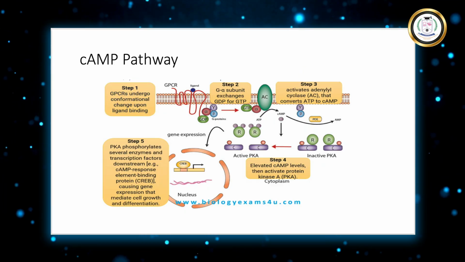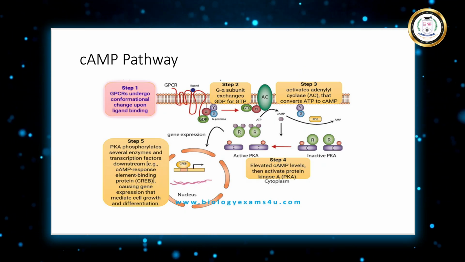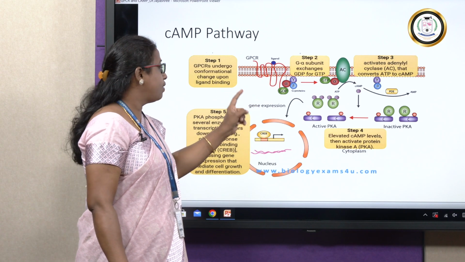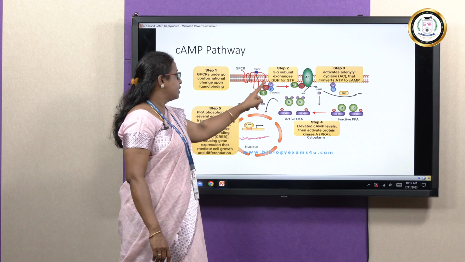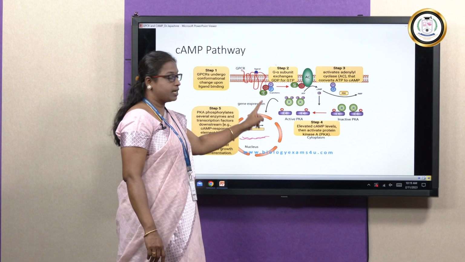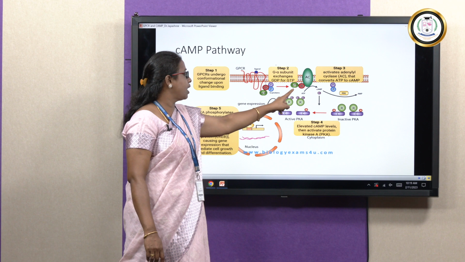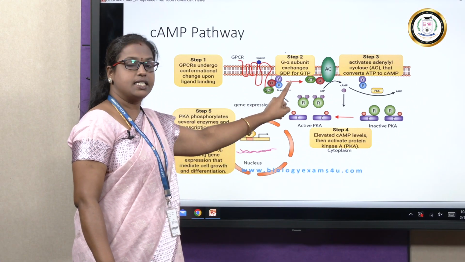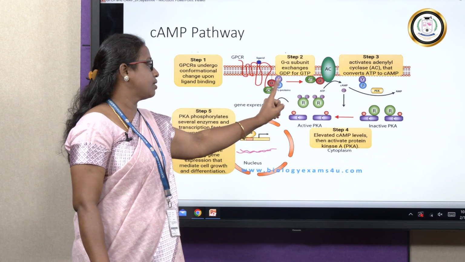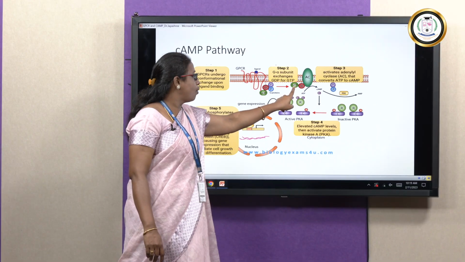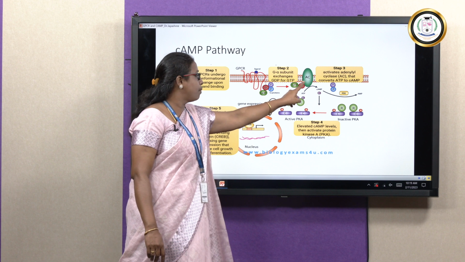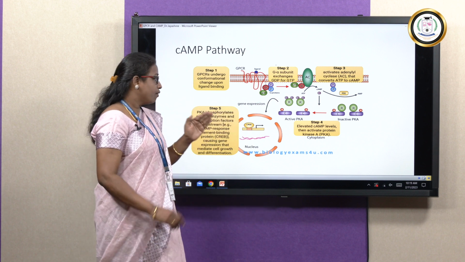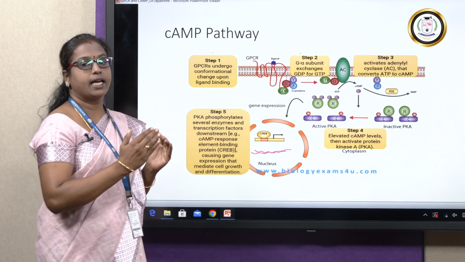First step, the GPCR undergoes a conformational change upon ligand binding. The ligand binds to the GPCR and activates the G protein. This is the inactive form of the G protein. When it is activated, the GDP is converted to GTP. I already mentioned all this in the G protein coupled receptor video. Alpha bound with GTP will go and bind with the adenylyl cyclase enzyme. This adenylyl cyclase enzyme converts ATP to cyclic AMP.